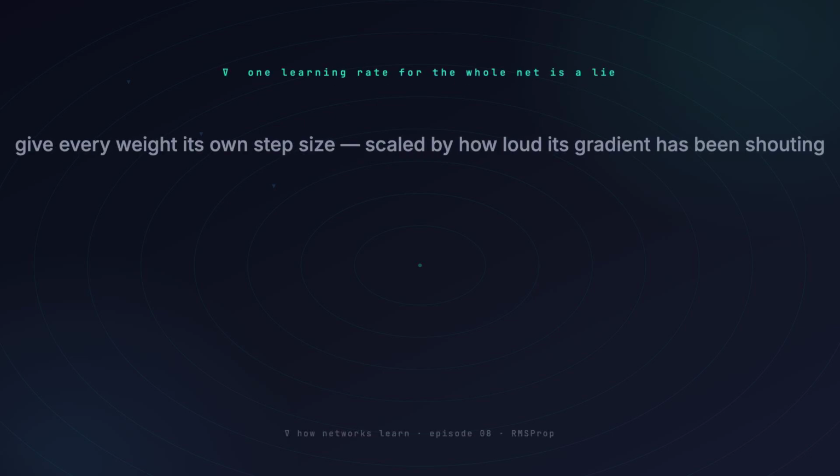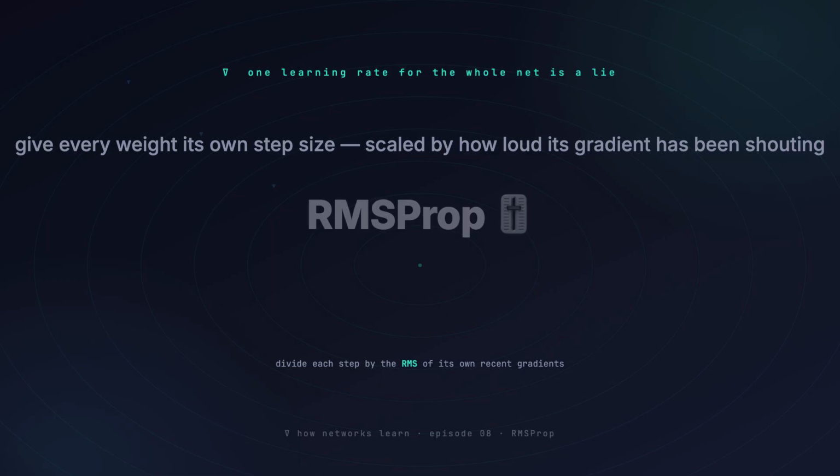Last episode, momentum rolled a heavy ball through the ravine. It averaged your gradients so the zigzag cancelled and the downhill stuck. But momentum still uses one learning rate for every weight in the net.